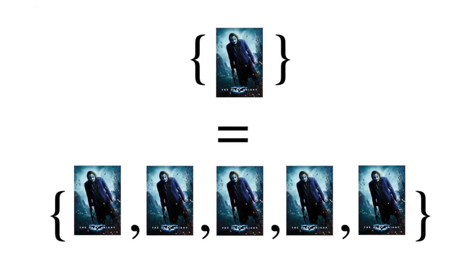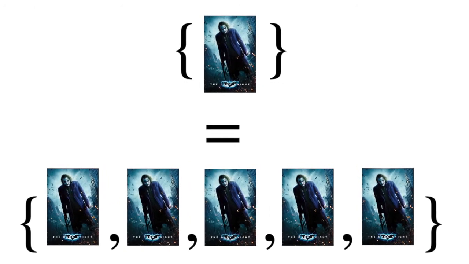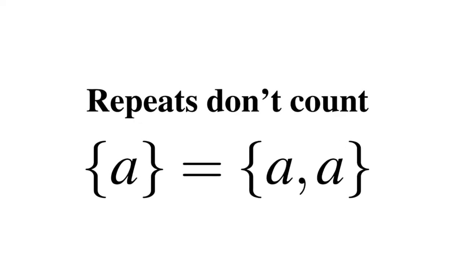Another really important consequence of the axiom of extension is that it doesn't matter if we put the same element in as many times as we like. It still only counts as one element. That's because repeats don't matter when we're talking about sets. This set containing 5 instances of The Dark Knight is the same as the set just containing 1 instance. So a good way to remember this is the set containing A is the same as the set containing A and A.